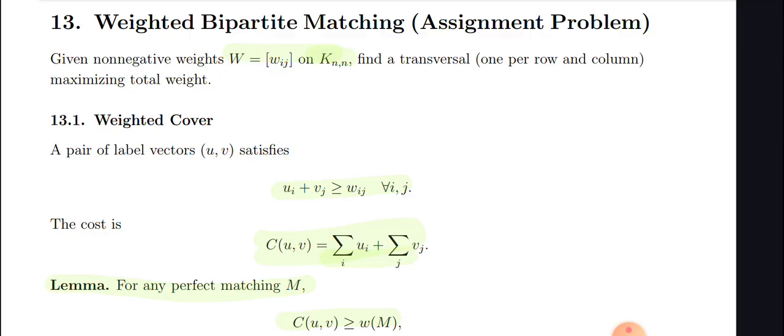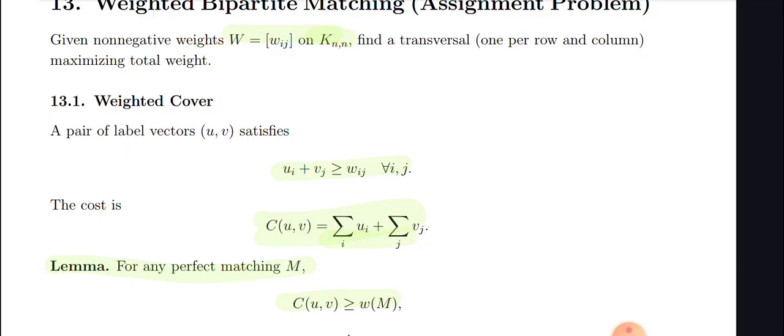Okay, and the weighted duality lemma ties this all together. It does. It guarantees that the cost of any feasible set of labels will always be an upper bound on the weight of any perfect matching. And optimality, then, is when you find a matching and a set of labels where that bound is tight, where they're equal. Exactly. You've found the optimal solution when you find a perfect matching and a set of labels where for every single edge in your matching, the equality holds. So the total cost of the labels equals the total weight of the matching. Primal and dual problem solved.